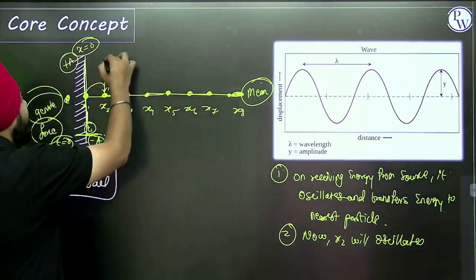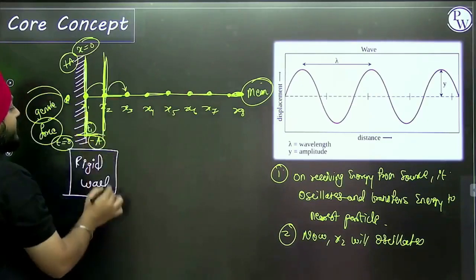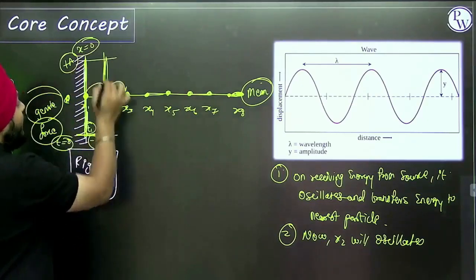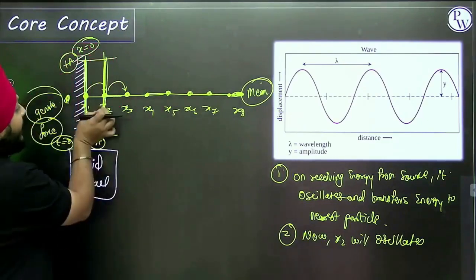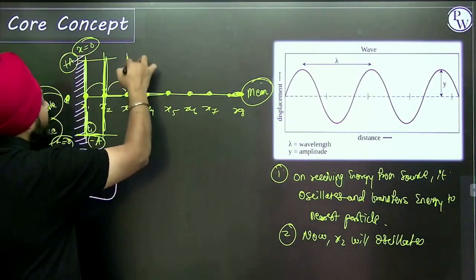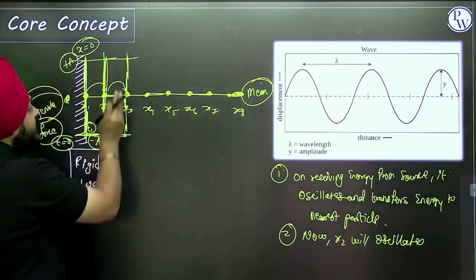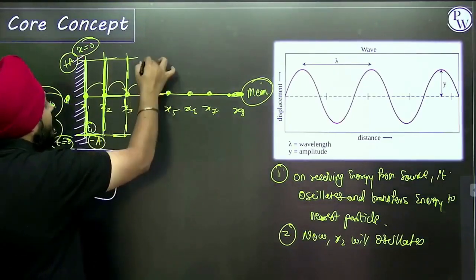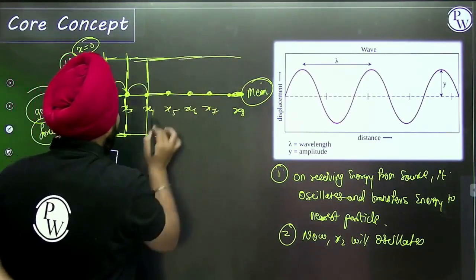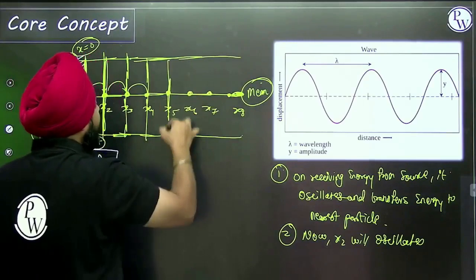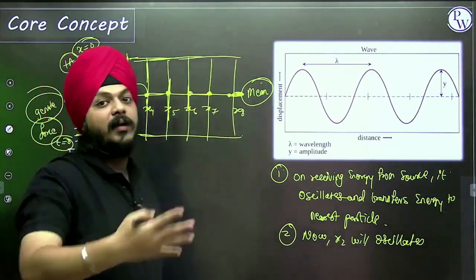Now x3 is getting oscillated. The first also oscillated with the same amplitude, and the second is also getting oscillated with the same amplitude. Now the energy has been transferred to the third one. It also wants to be in a stable state, so it transfers its energy by oscillating to the nearest particle. This thing happens in this way. All are getting oscillated and transferring their energy to the nearest particle.